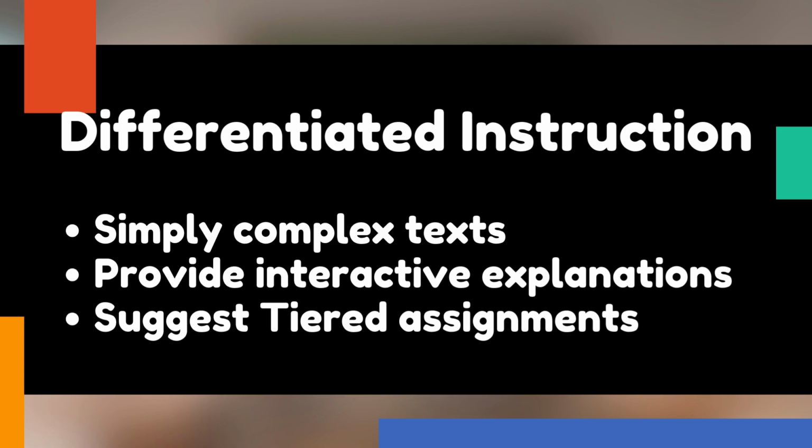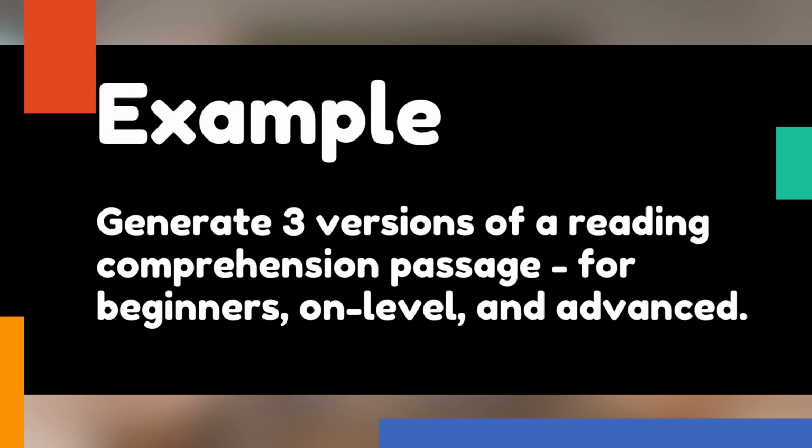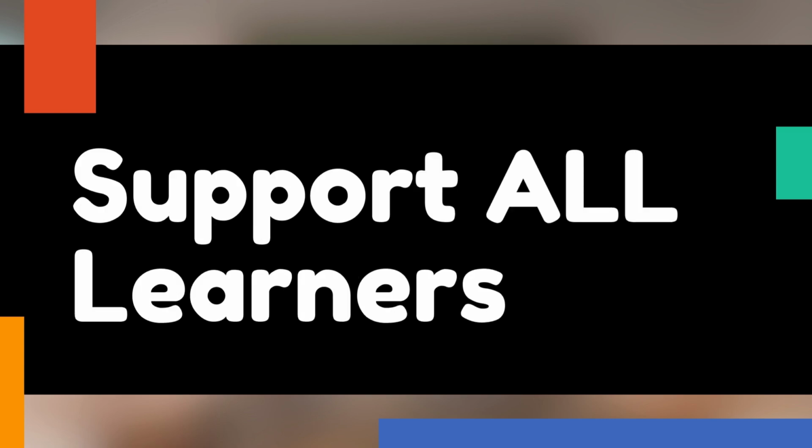AI is great for differentiated instruction because it can modify your content or your lesson for different learning levels by simplifying texts for struggling readers, and it can suggest tiered assignments where students work at varying levels. A great example of this is if you ask the AI tools to generate three different versions of a reading comprehension passage. You have one for your beginners, one for your on level readers, and one for your more advanced students. These AI tools can literally help you with every type of learner you have in your classroom.